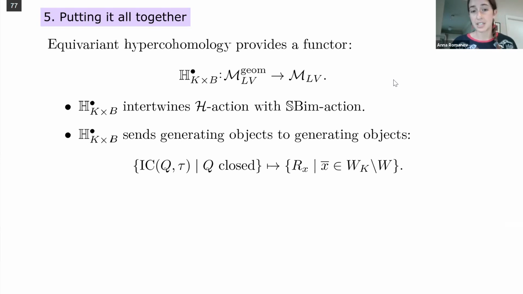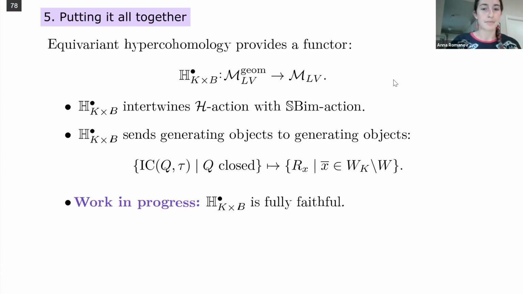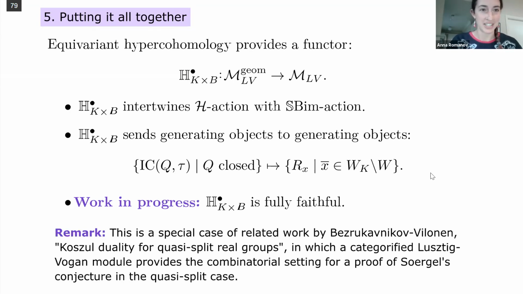Moreover, each of our categories has some set of generating objects, and it sends generating objects to generating objects. And so the last step is just to show that this functor is fully faithful on this geometric category. And if this is true, then it will establish that it's an equivalence of categories. And then because we defined the Lusztig-Vogan module in terms of this geometric category, this will establish for us that this algebraic category is also a categorification. So that's the goal.